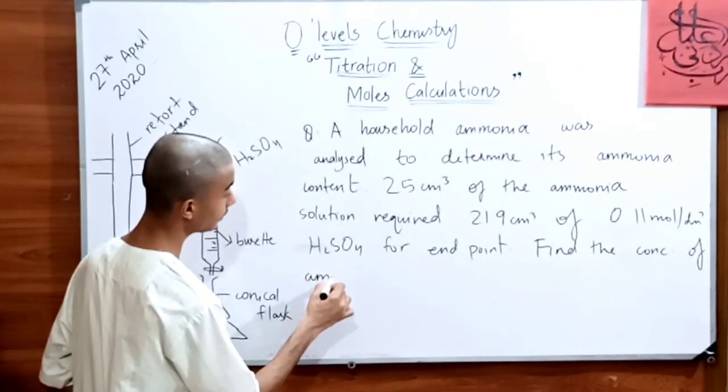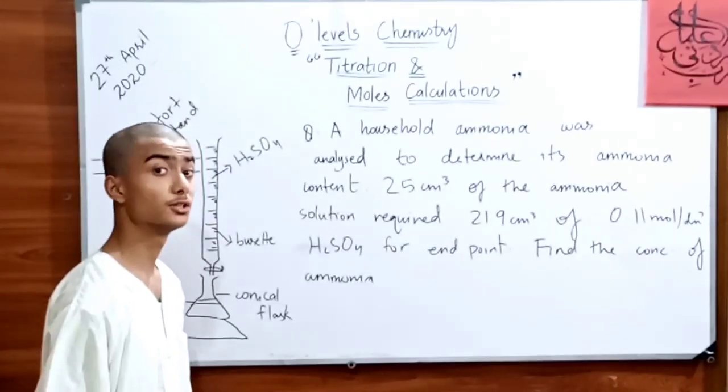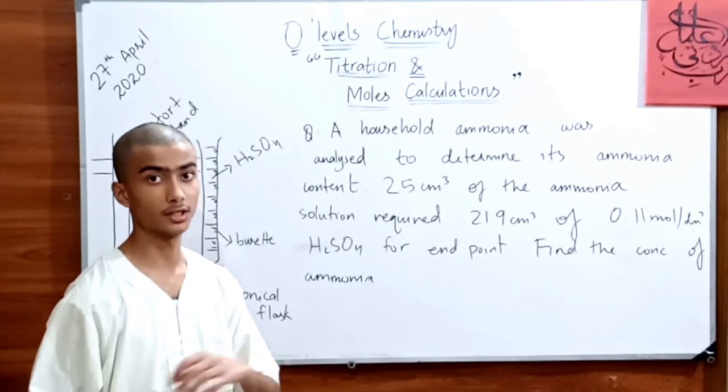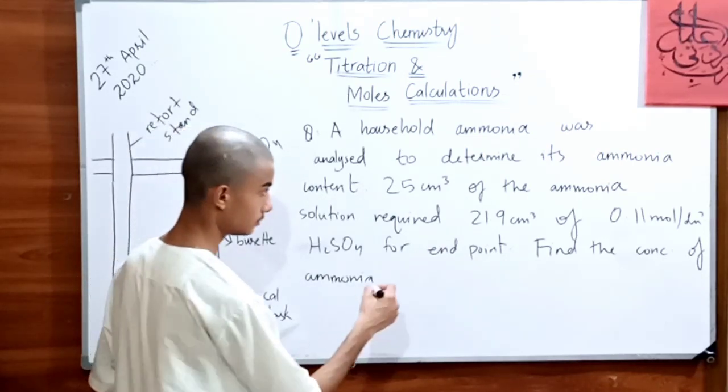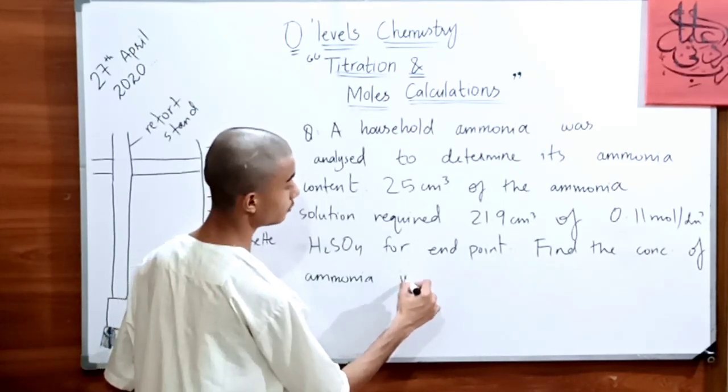Now we have to find the concentration of ammonia in the ammonia solution, which is usually used in our homes to clean the homes or to clean the floor of the homes. Find the concentration of ammonia in ammonia solution.